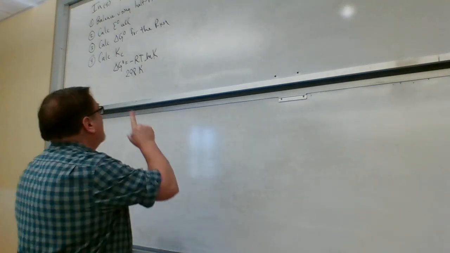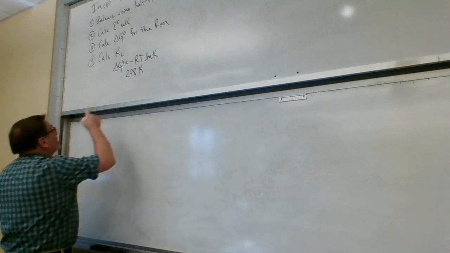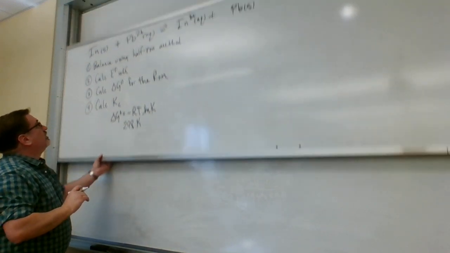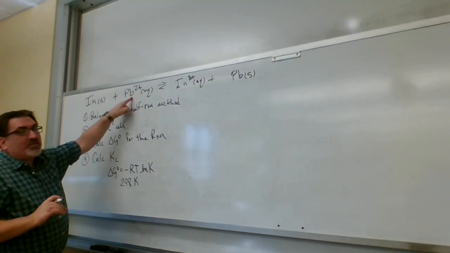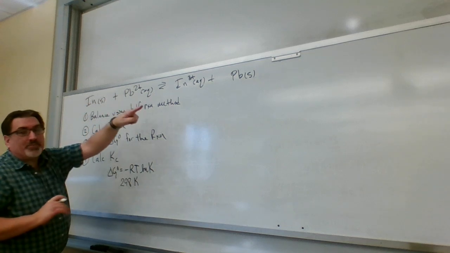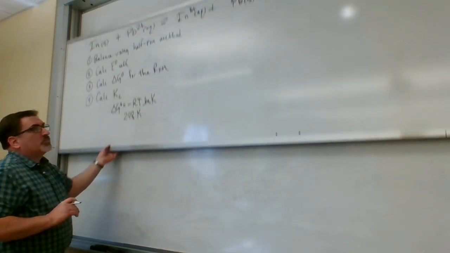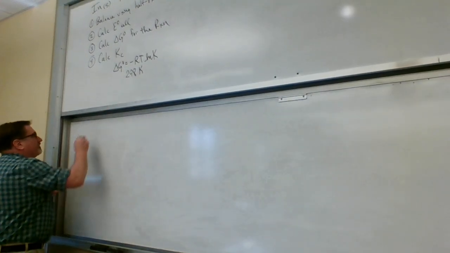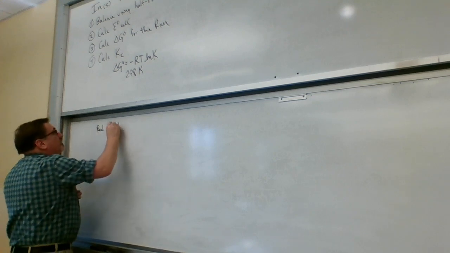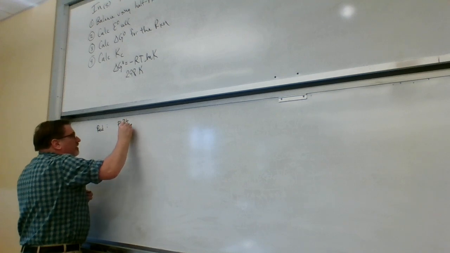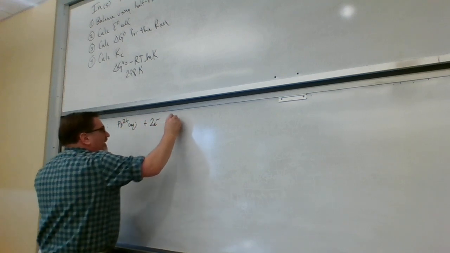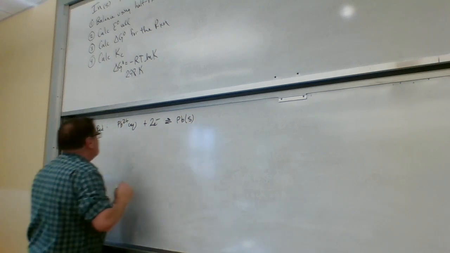All right, so when I look at the reaction up top, I've moved it up to the top here. The thing that gets reduced is Pb2+. 2+ going to 0 is reduction. 0 to 3+ is oxidation. So our reduction half reaction is Pb2+ aqueous plus 2 electrons, making Pb as a solid.